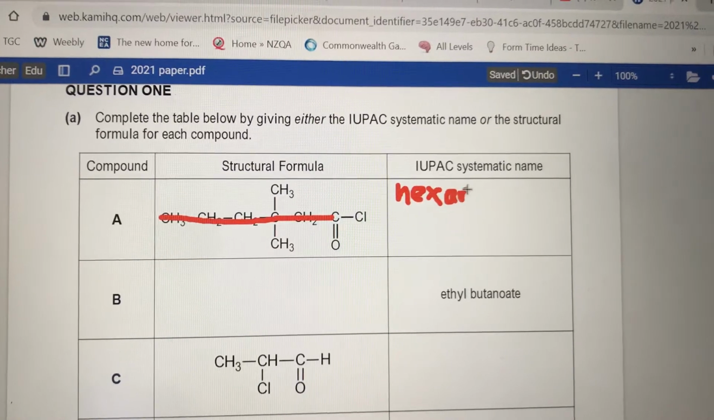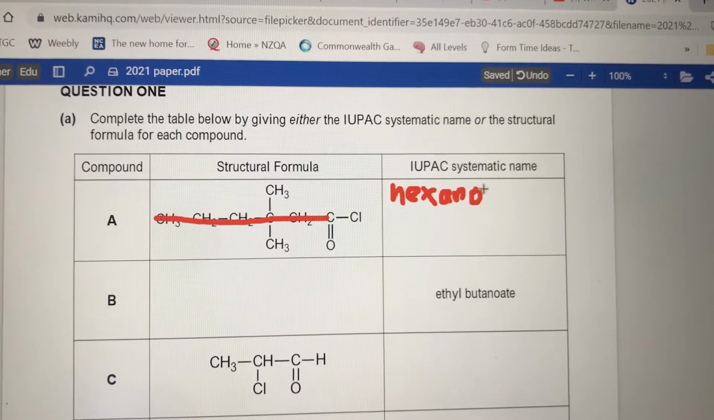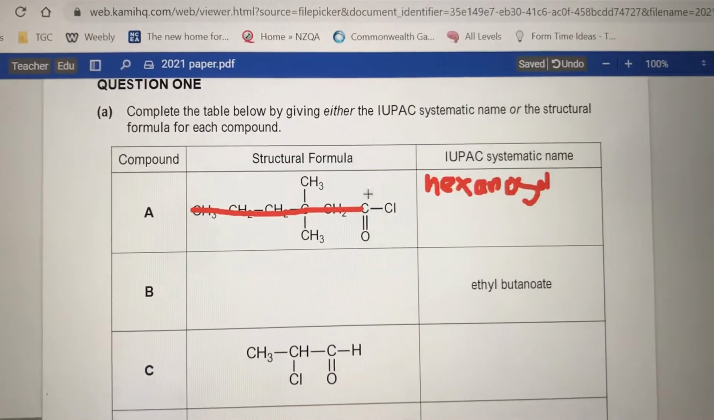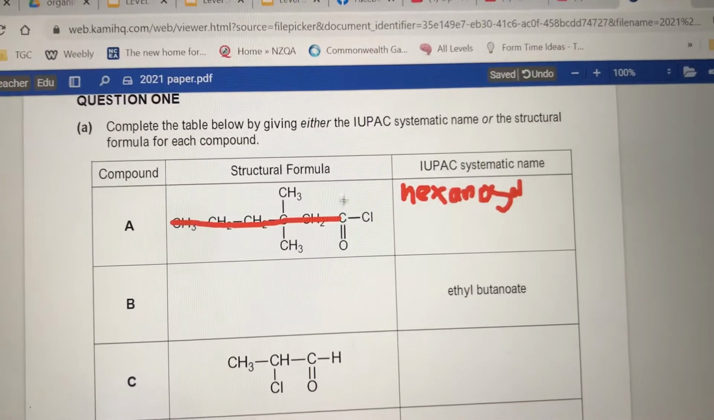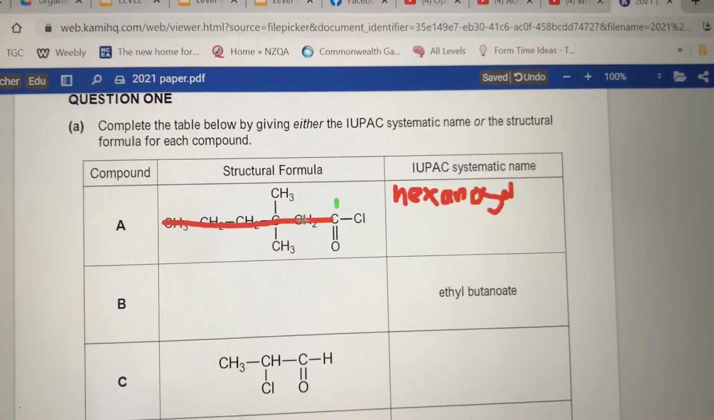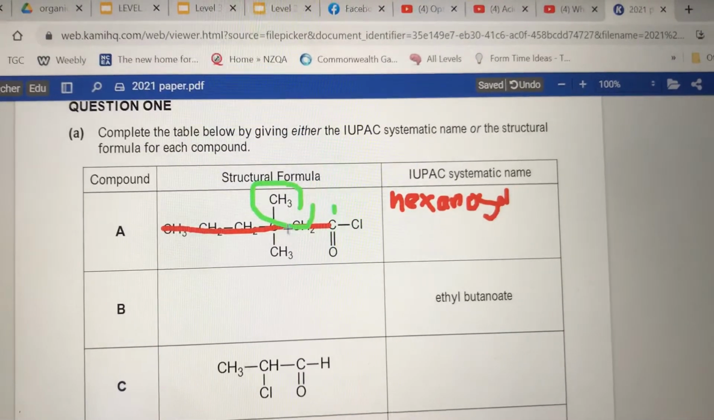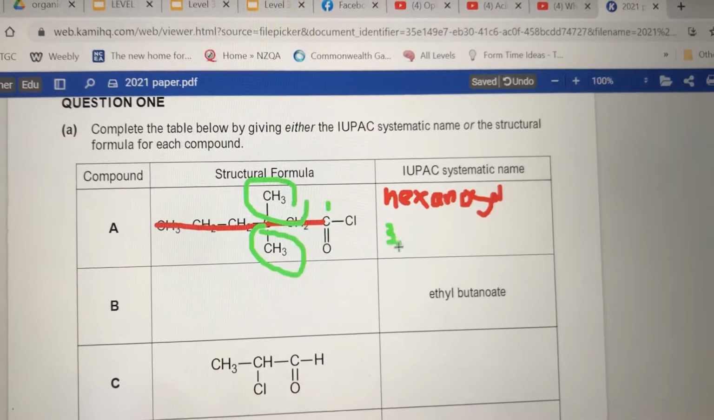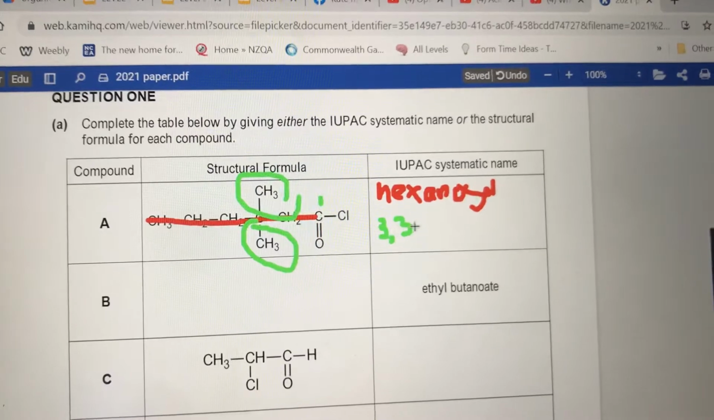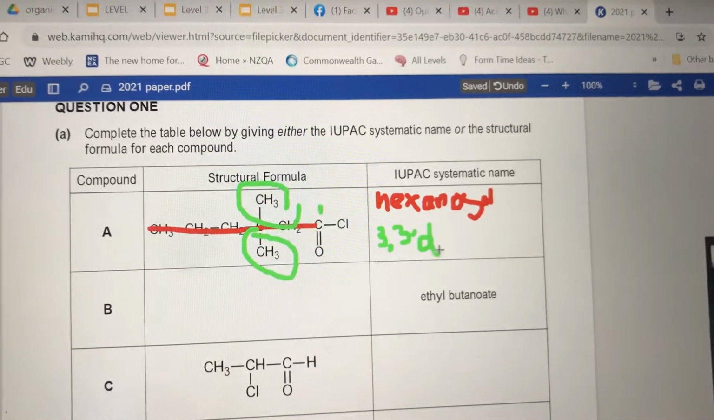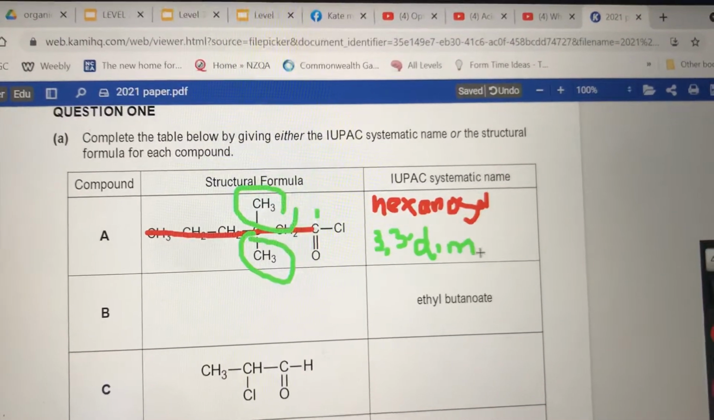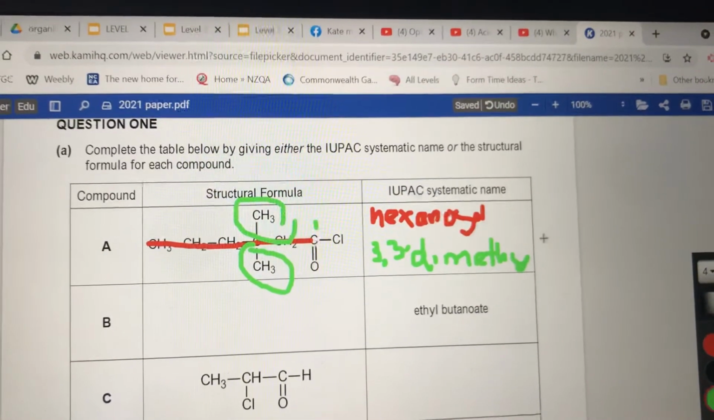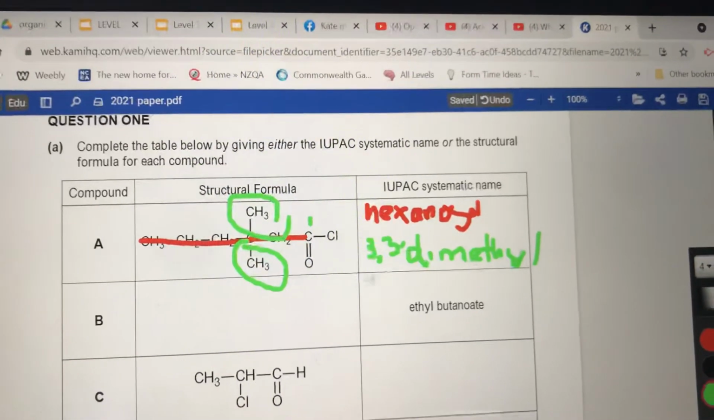Now remember, as soon as we get an anoyl chloride, we know that is carbon 1. So therefore 2, 3. So both of these methyl groups are on carbon 3. So we're going to have 3,3-dimethyl, di meaning 2, hexanoyl chloride. Wow, that's beautiful. And then I'm not even going to write the chloride.